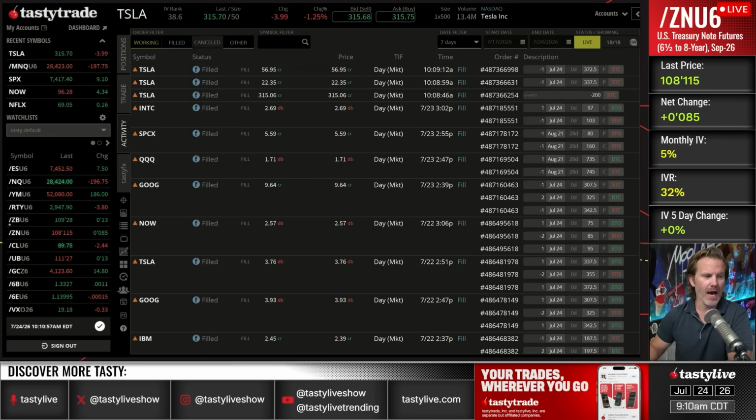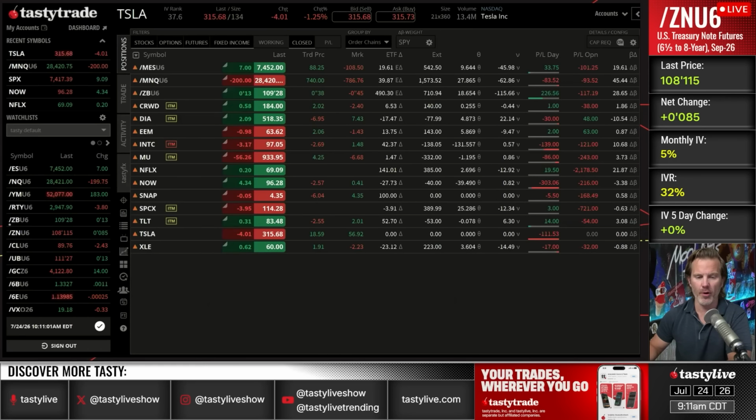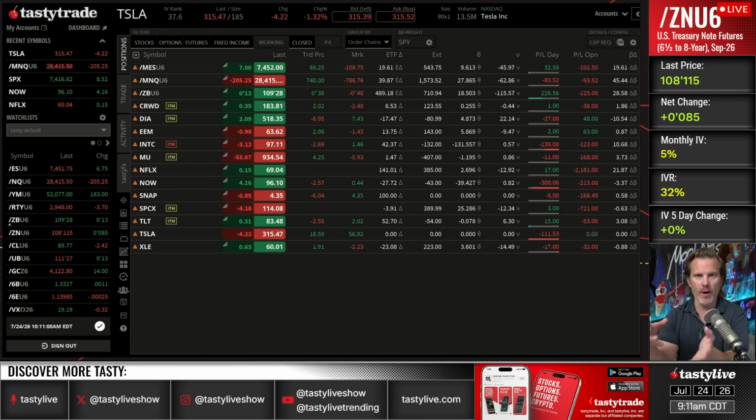Point B is here. You were assigned on a leg in your butterfly. Can you elaborate, or is it due to the short put? It was the short put. Right now, every leg of the butterfly was in the money, right? So we were going to have to close this one way or another today anyway.